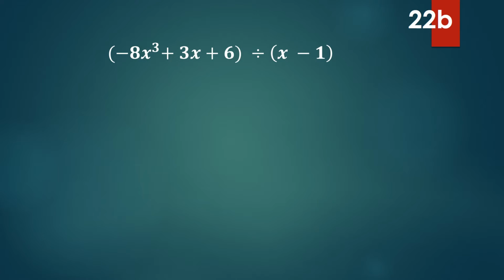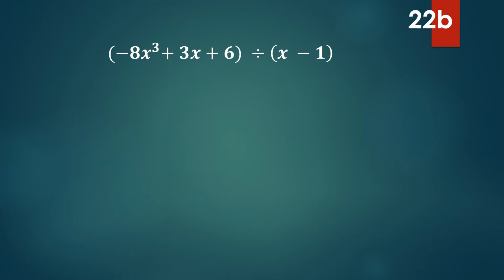Again, your next dividend is negative 8x cubed plus 3x plus 6 divided by x minus 1. In this case here, you'll notice that there's a term of degree 3, and you know the degree by looking at the exponent on the first term. The exponent is 3, so that's degree 3. And then the next one is a degree 1, because this has an exponent 1.